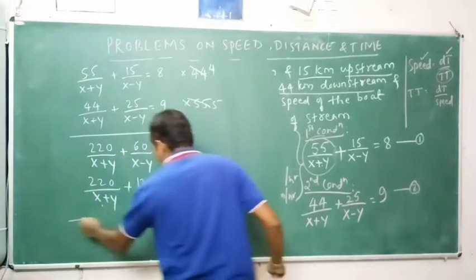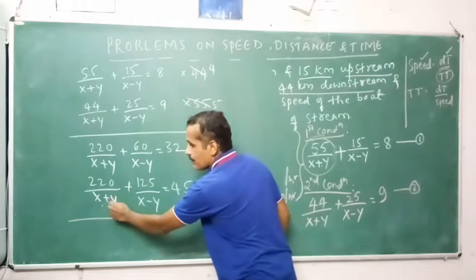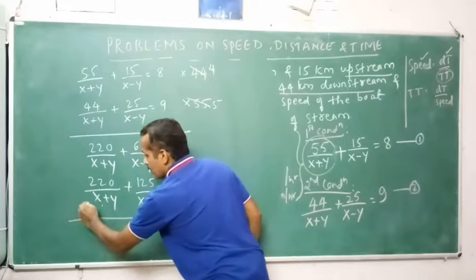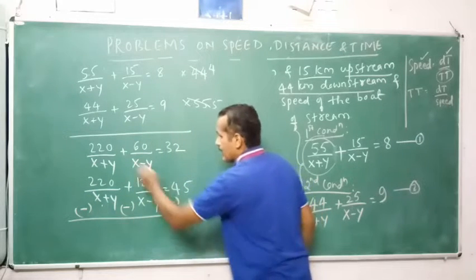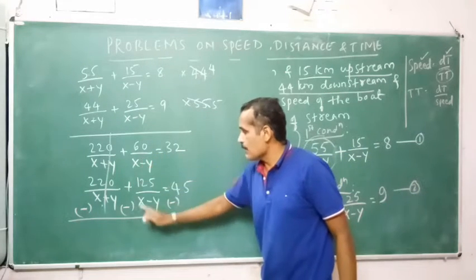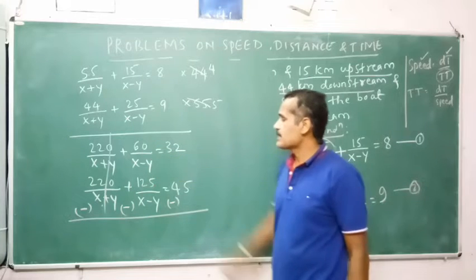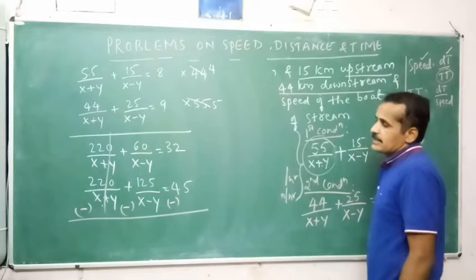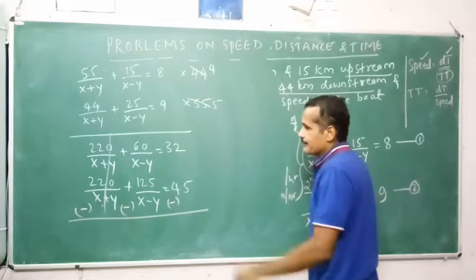Now, both can be cancelled provided this plus should be minus. Plus should be minus. Cancel. 60 by x minus y minus 125 means 125 minus 60. How much is it? 65.